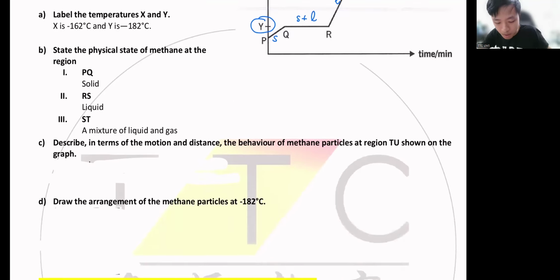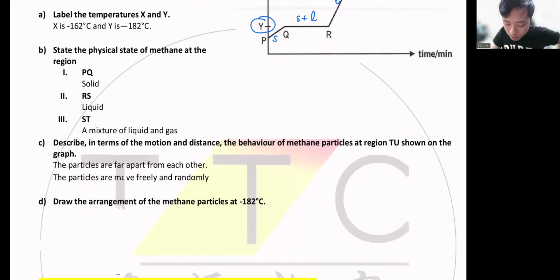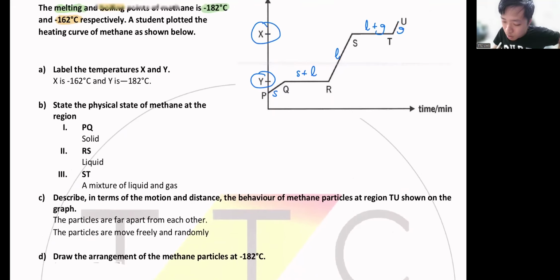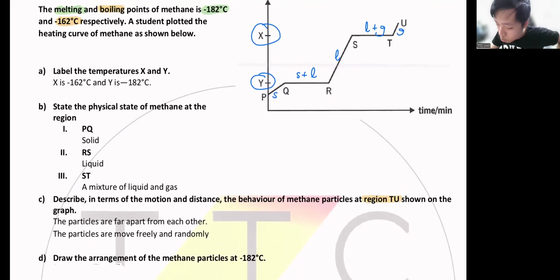Okay. Describe in terms of motion and distance the behavior of methane particles at region TU shown on the graph. So you can say the particles are far apart from each other. TU, they ask for TU. TU means gas. Gas means they move very fast. Their distance is also very far from each other. So you can say the particles are far apart from each other, and can move freely and randomly.